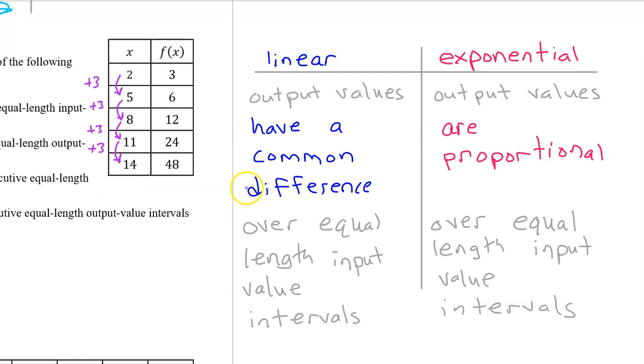Do we have a common difference? No. From 3 to 6, that's plus 3, and from 6 to 12, that is plus 6. So we do not have a common difference. f of x is not linear.